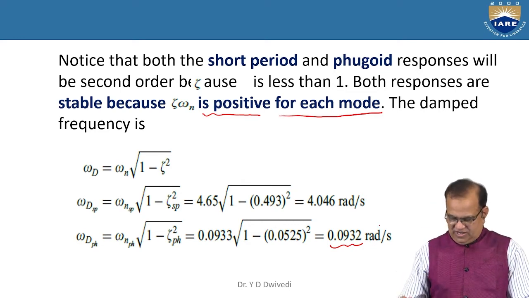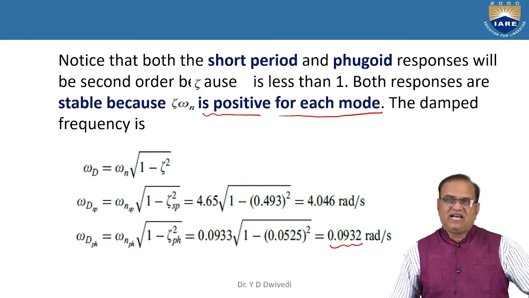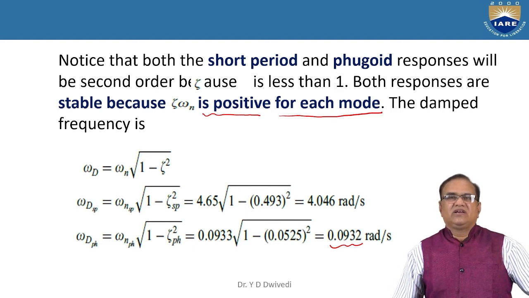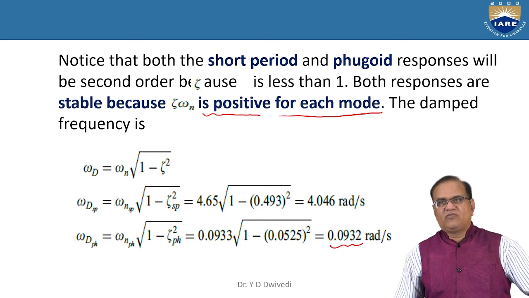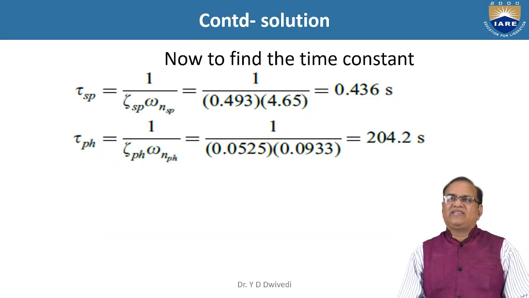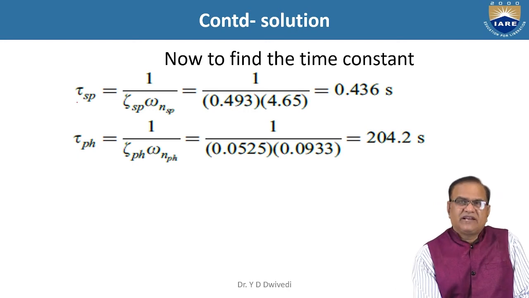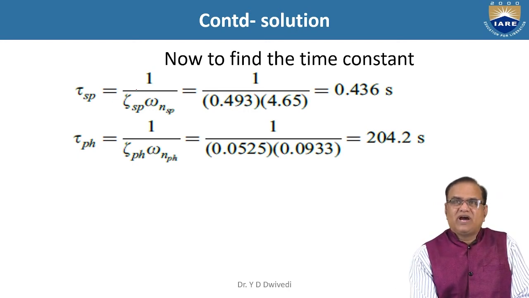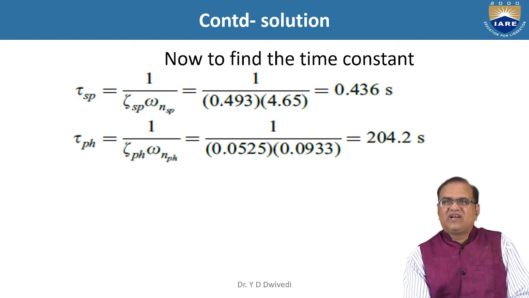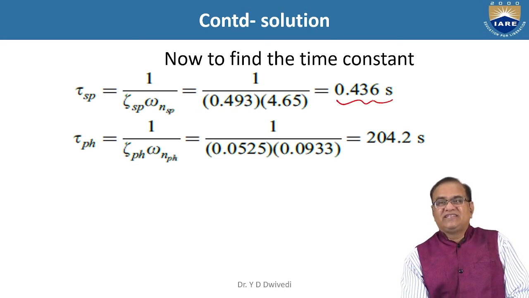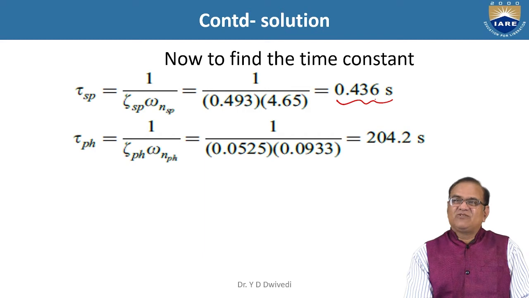So we got these four values: omega n, zeta, omega d, and zeta for omega d for the short period, and for the forward mode we have got. Now to find the time constant, tau for short period is equal to 1 by zeta sp omega n sp. So 1 by zeta sp we got 0.493 and omega n sp 4.65. So we got this value, this much second. It is taking this much second to come to its equilibrium position.